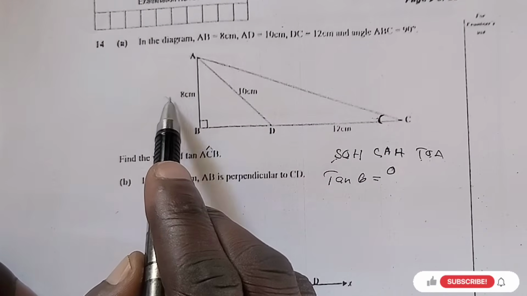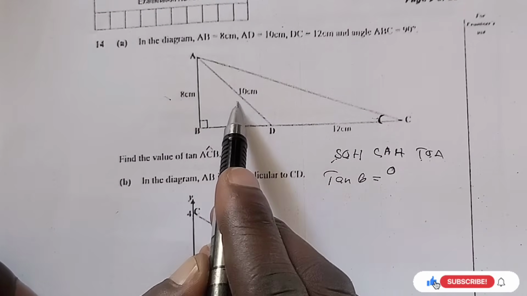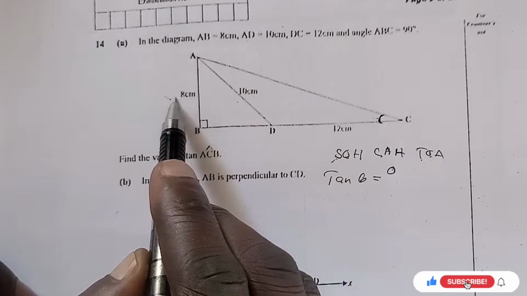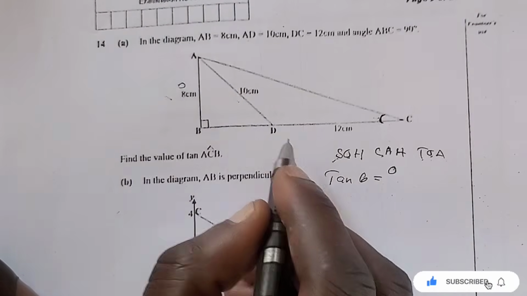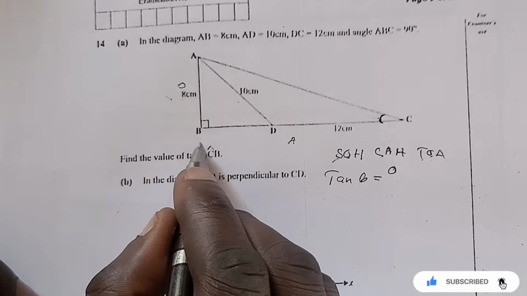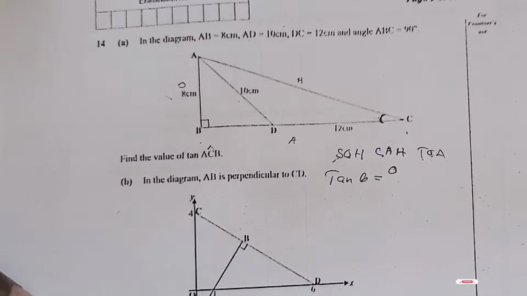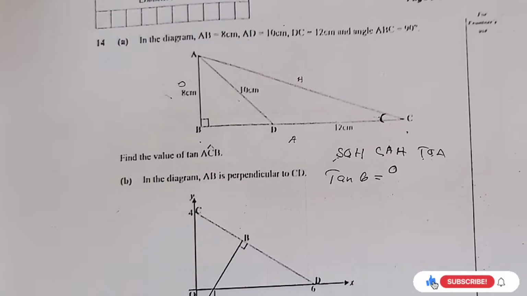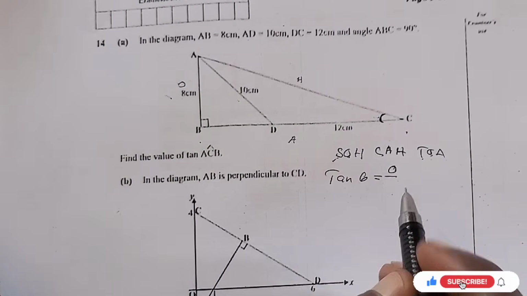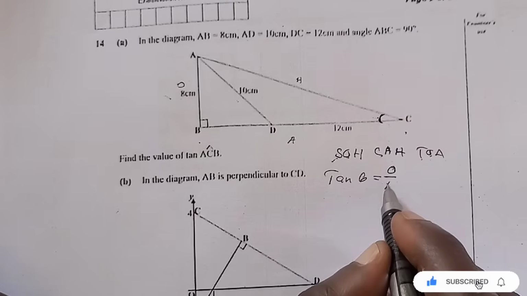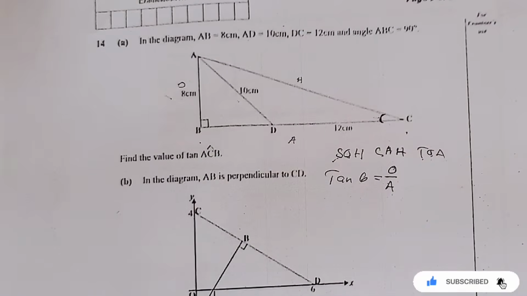Now, when you look at this, which one is the opposite side? This side, where there is 8, not this side. So this is the opposite, and this is the adjacent, from B to C. Then this is the hypotenuse. Are we together? Very good. So opposite over adjacent.